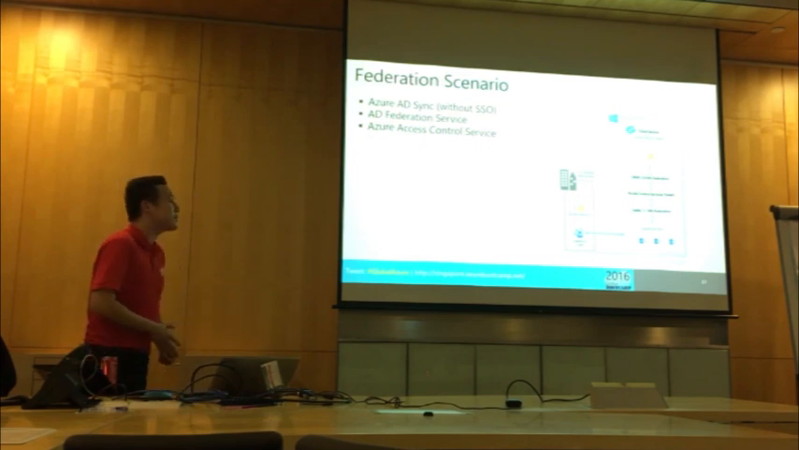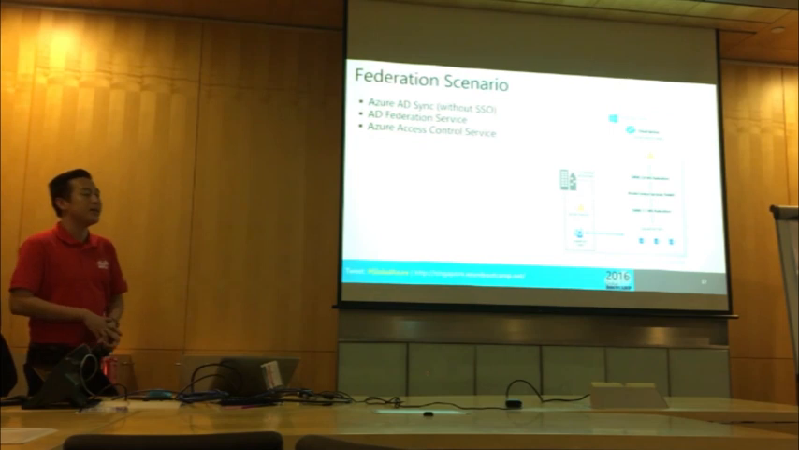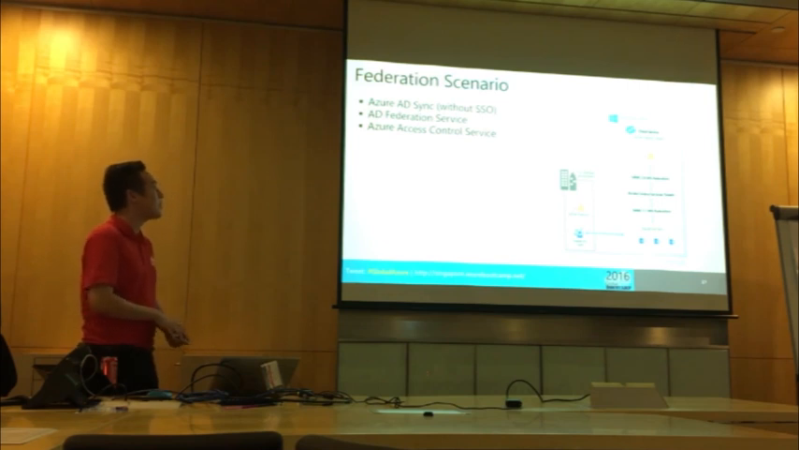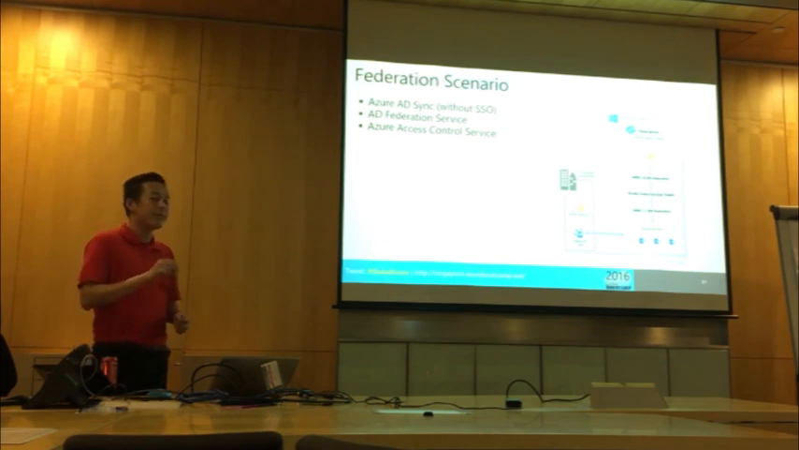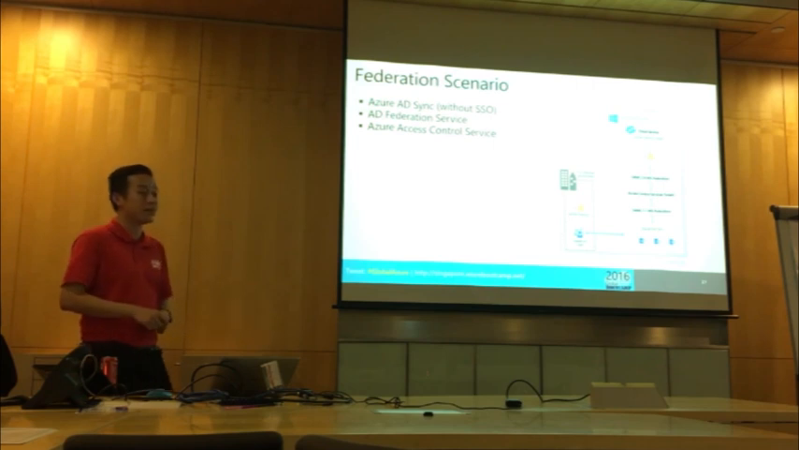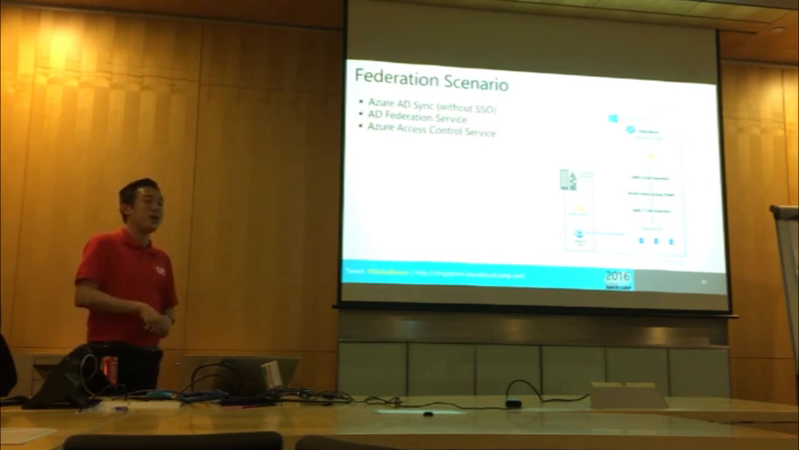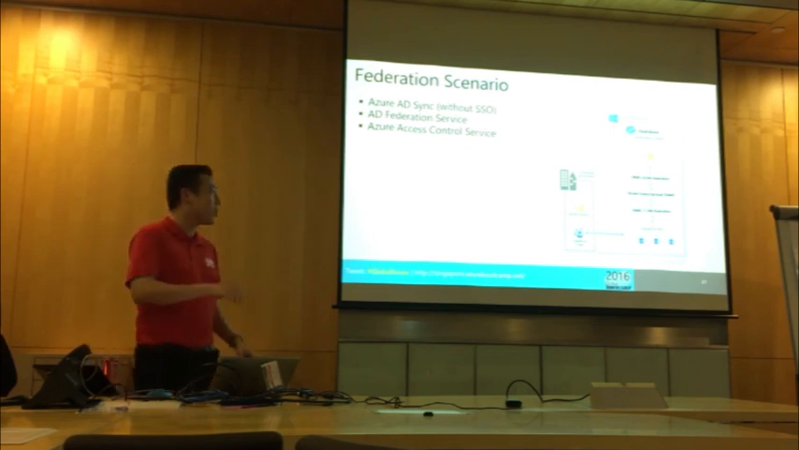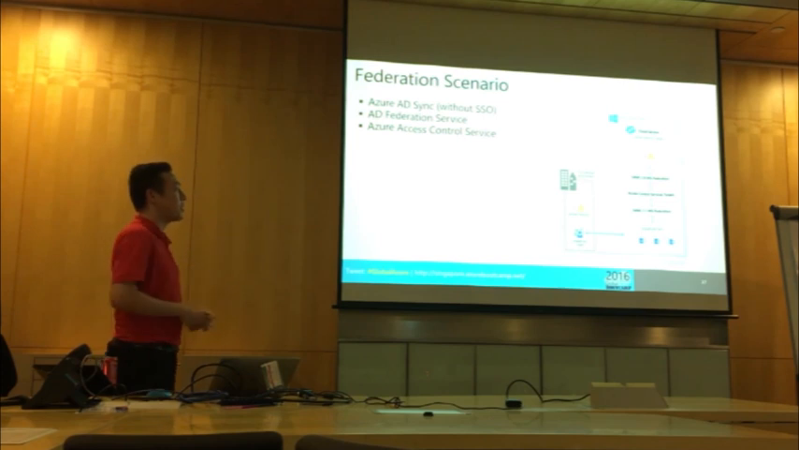And for the federation scenario, let's say you have your on-premises AD users accessing SharePoint in Azure. You have to build a federation trust. One of the most common ways in the past was to establish ADFS, but right now you can utilize the Azure AD Access Control Service to establish federation trust between on-premises and cloud-based environments. And this is a model of the federation trust between on-premises and Azure using the Access Control Service.